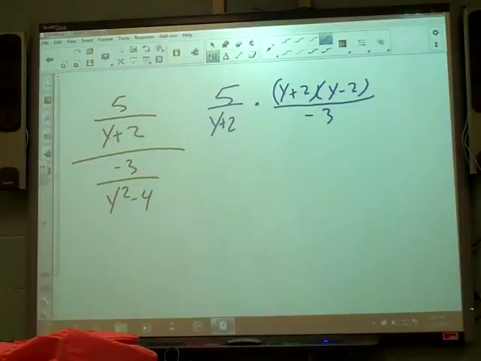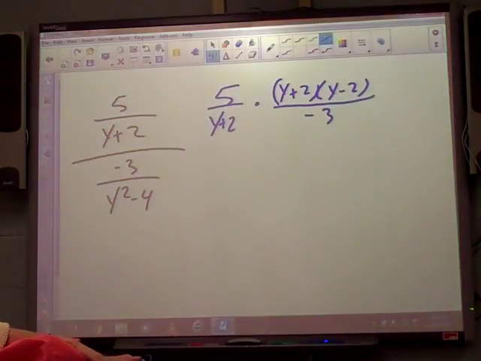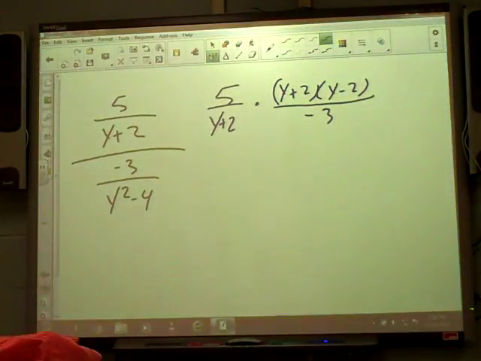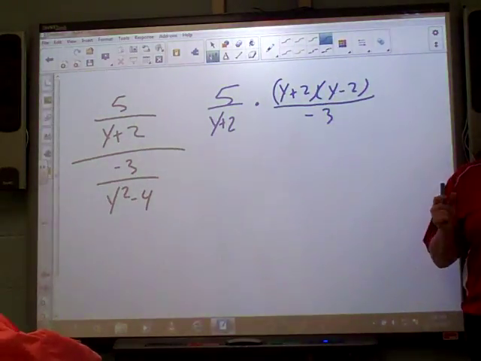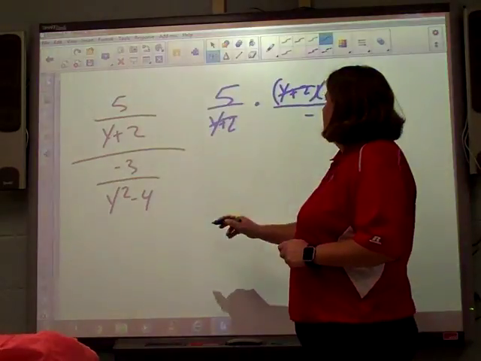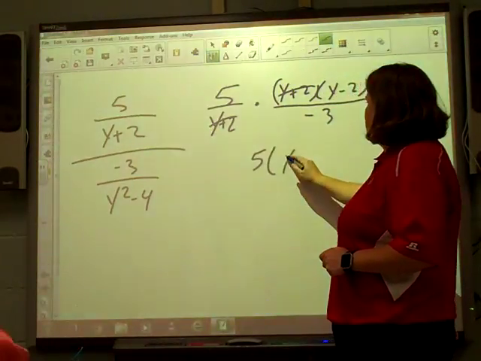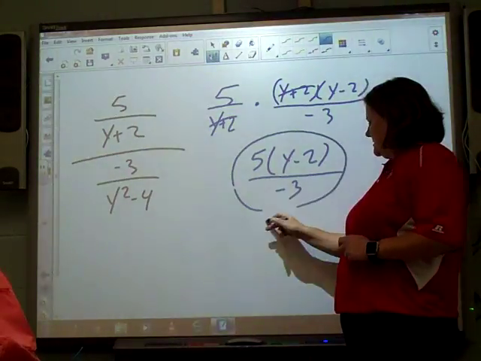Okay, all I did was took the reciprocal of the bottom and I factored the piece that could be factored. Okay, what I need to finish, I'm not done. Is there anything I can ninja? Yep, the y plus 2. So on the top, I got 5 times y minus 2. And on the bottom, just a negative 3, which is what Caitlin had.